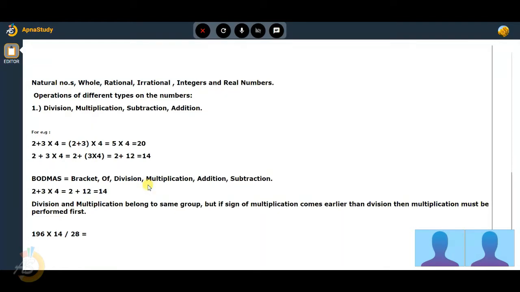Now let me explain one more rule to you. Here the statement changes to 196 minus 14 plus 28.